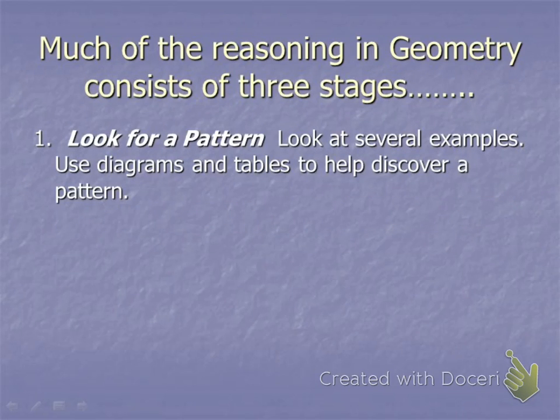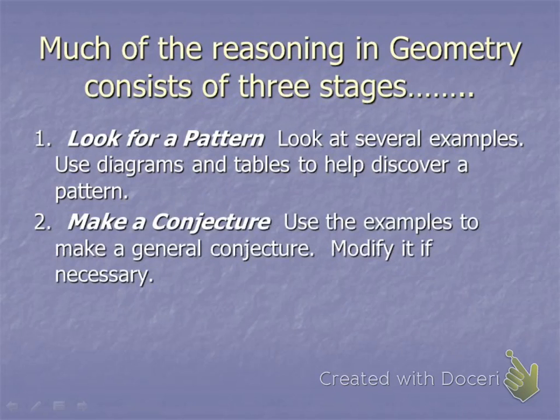So there's a lot of words popping up. You do not need to write these, but this is something that I want you to keep in mind. These are the steps that we're going to follow when we are reasoning through today's problem. So the first thing we want to try to do is notice a pattern. We're going to look for a pattern. We do this by looking at several examples, using a diagram or table if we're having a hard time discovering the pattern. After we notice a pattern, we are going to make a conjecture.